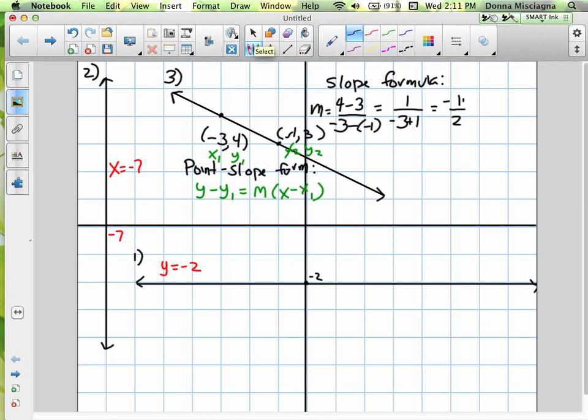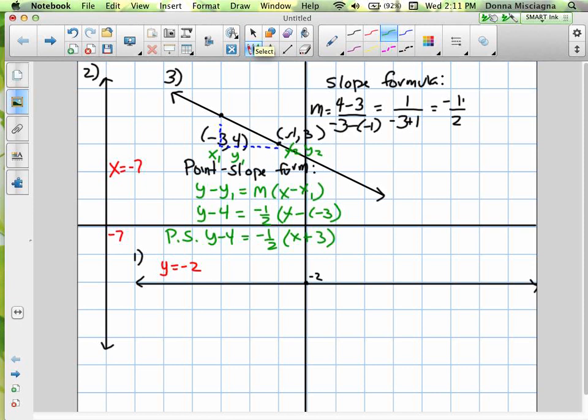Now you could also just count those. Down 1 to the right 2 is negative 1/2. All right, so in point slope form, I'm going to use negative 3, 4. That would be y minus 4 equals negative 1/2 times x minus a negative 3. So that's y minus 4 equals negative 1/2 times x plus 3. There's your equation in point slope. You're done. I had a double negative, so I simplified. You should simplify double negatives, but you don't have to do anything else.